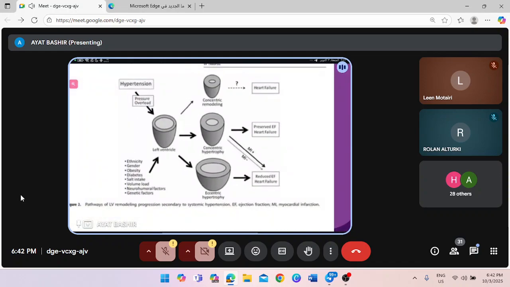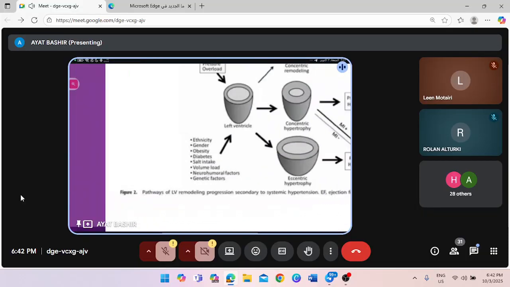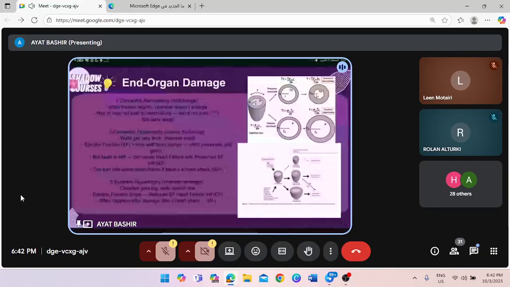Okay, and here we have the risk factors that could lead to this: ethnicity, gender, obesity, diabetes, salt intake, all of this. Okay, خلينا نقرأ الكلام اللي هنا. The concentric remodeling, which is a mild change, the wall will thicken slightly. The chamber doesn't enlarge. لسه ما في chamber enlargement. May or may not lead to heart failure. هذا عشان في استفهام. Still early stage, which is mild change, concentric remodeling only.